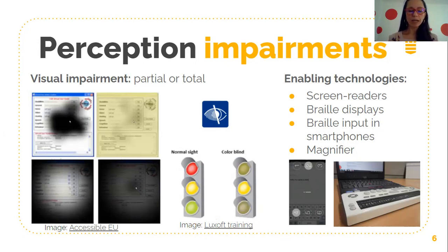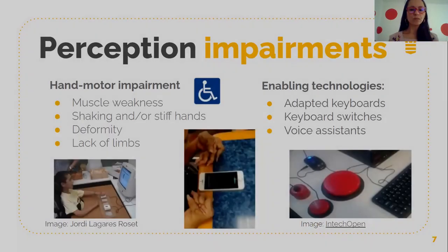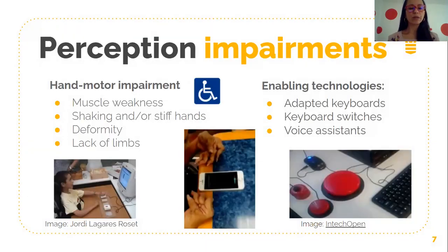And lastly, we have the magnifier. The magnifier is the zoom. So this is only useful for people with low vision, just to make things bigger. That's the principle. And then we have people with hand motor impairment.